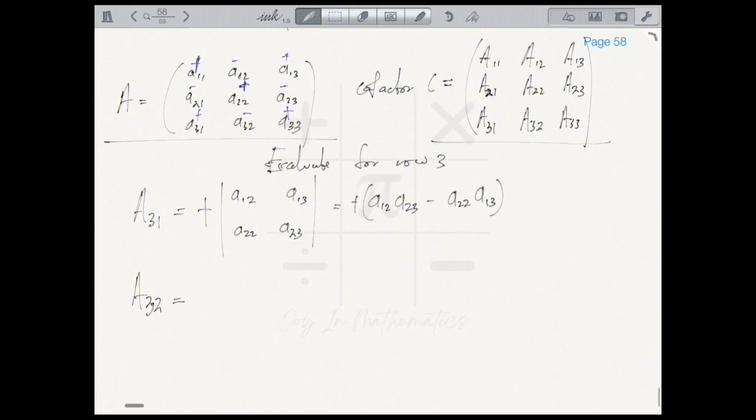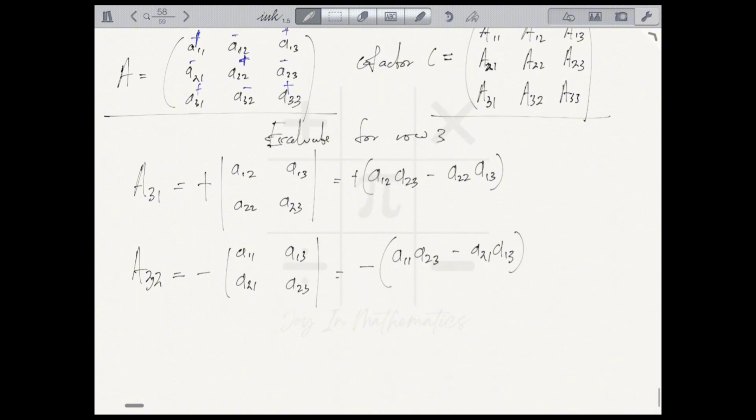We do the same thing for A32. A32 now, place sign of negative. Highlight vertically, horizontally, and we are left with A11, A13, A21, A23. We simplify, negative, the place sign, please do not neglect it: A11 A23 minus A21 A13.